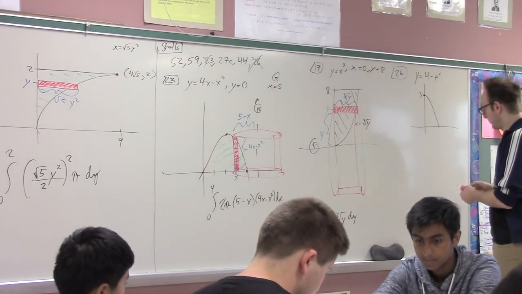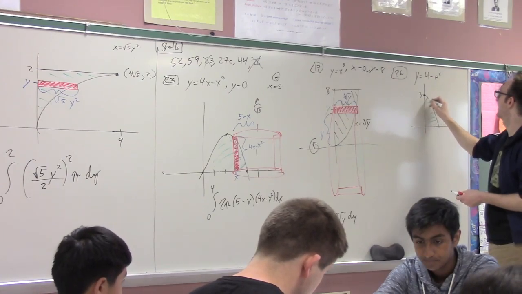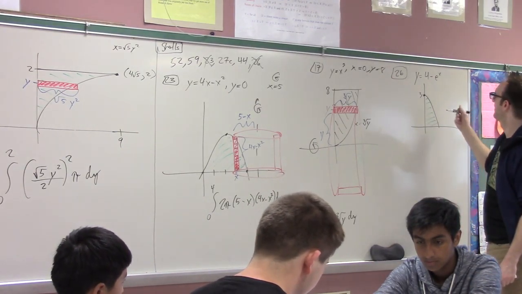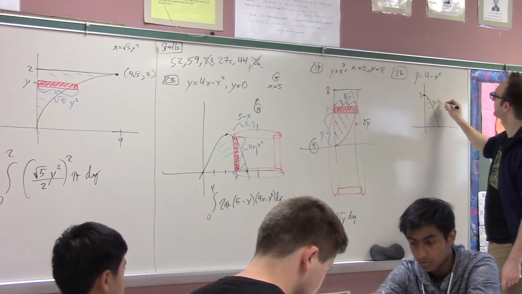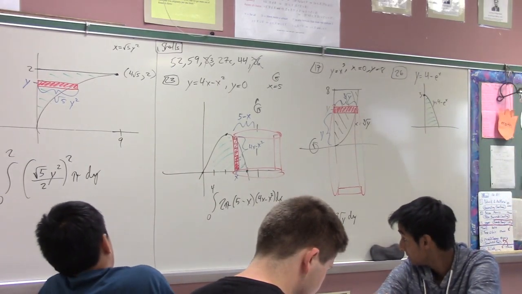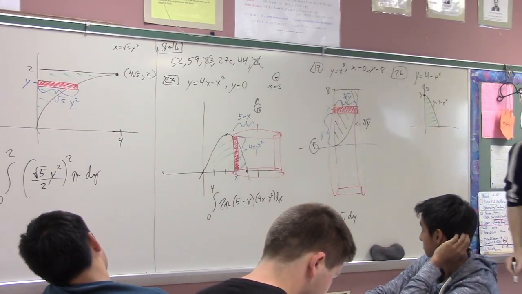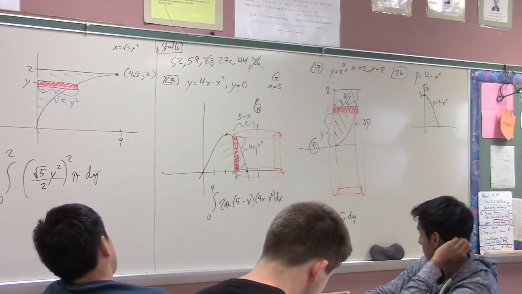All right, so this is my region, and this is my curve, y equals 4 minus e to the x, and I'm rotating it about the y-axis. All right, what should we do? Shells or washers? Who has an opinion?